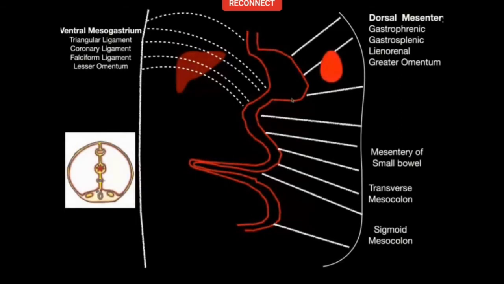What about the dorsal mesentery? The dorsal mesentery will form all these ligaments between the spleen and the stomach, which we are not going to go into. It will form the greater omentum because it is attached to the greater curvature, and as you all know, the greater omentum is attached to the greater curvature. It will form the mesentery of the small bowel, the transverse mesocolon, and the sigmoid mesocolon.